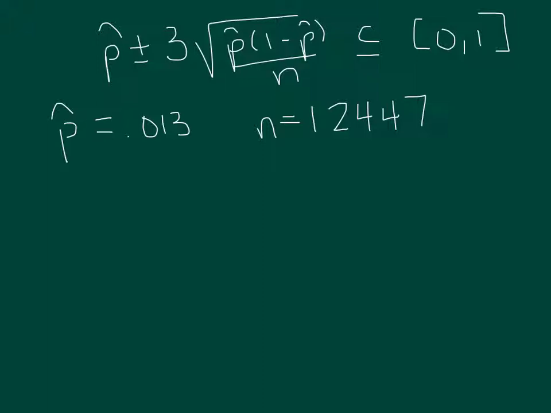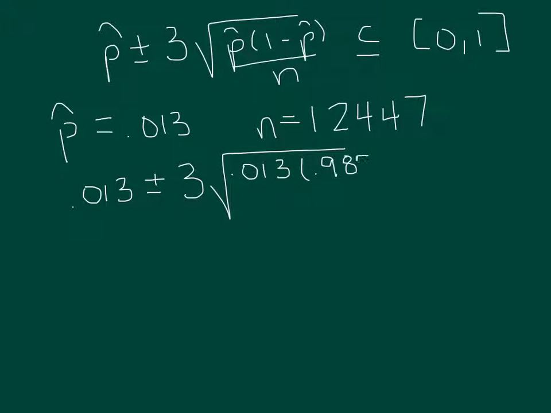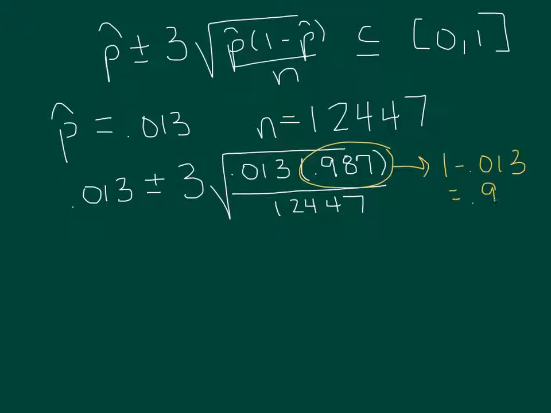We're going to take 0.013 plus or minus 3 times the square root of 0.013 times 0.987, divided by 12,447. If you're trying to figure out where this number came from, it's 1 minus 0.013, that's the 1 minus p hat, and if you do that, you get 0.987. So if you're uncertain about where that number came from, that's what we're talking about.